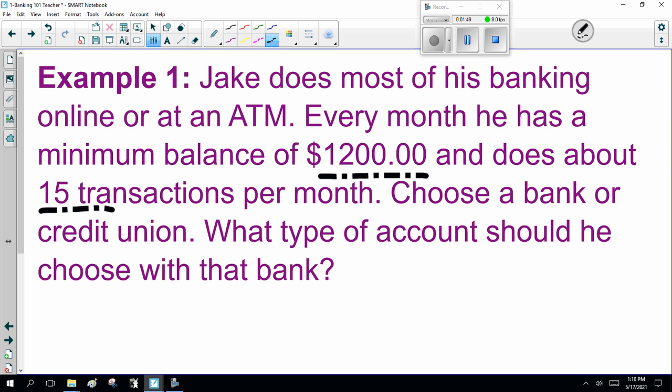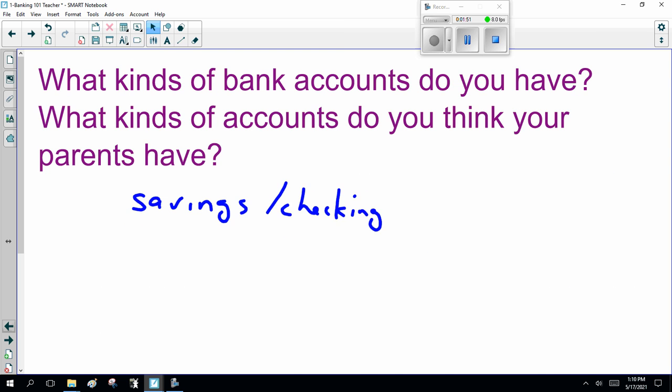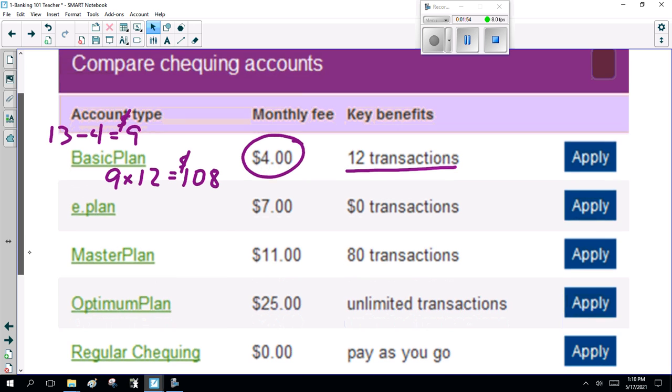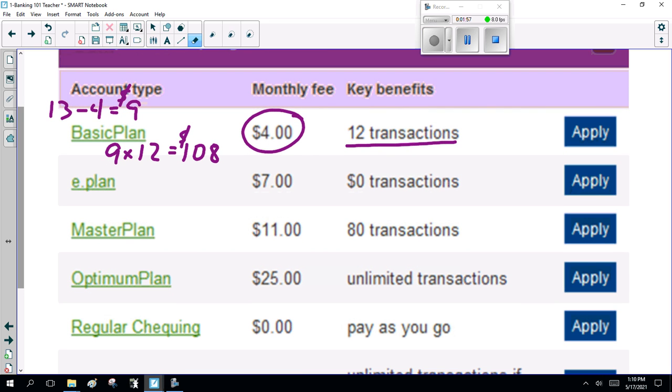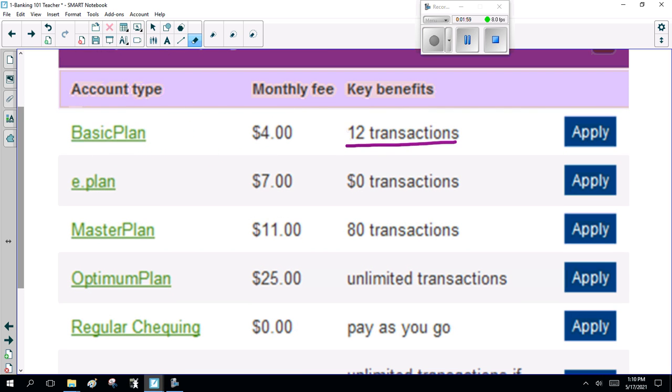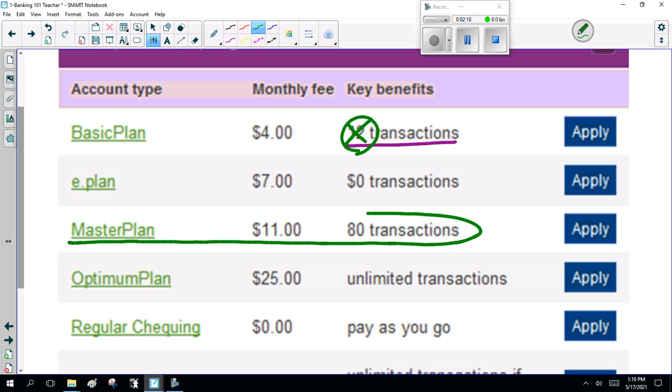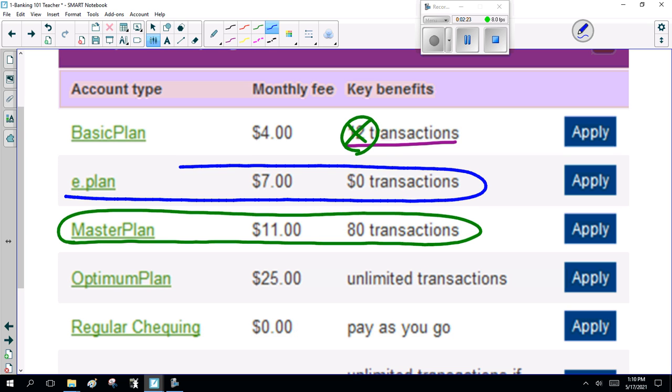Now, we go back here. Let's look at the service. So if he does 15 transactions, is the basic plan good for him? Nah, he does more than that. What about the master plan? He gets 80 transactions, and it costs him $11. That might work. Now, there's also the E-plan here. E, electronic or online, only costing $7, transactions are free.